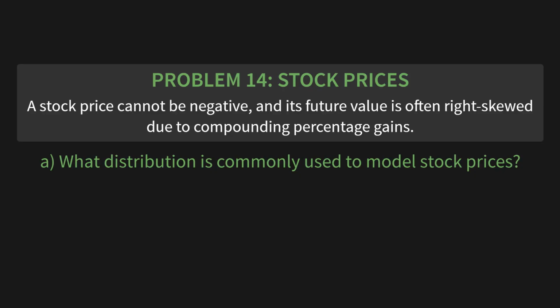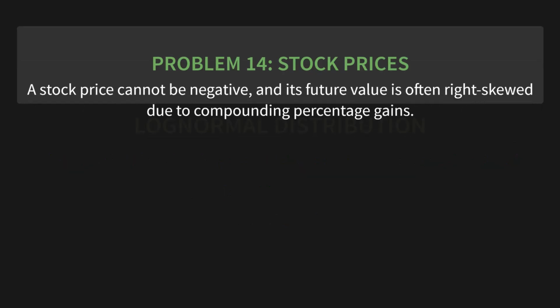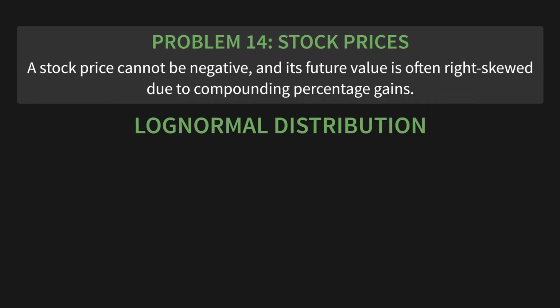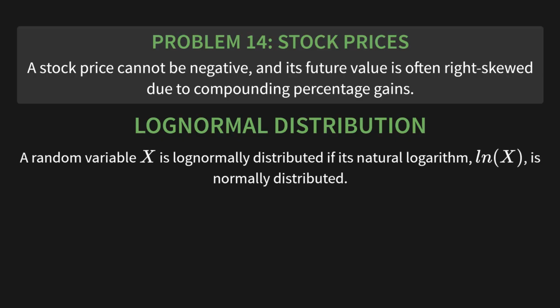Problem 14. Stock prices. A stock price can't be negative, and its future value is often right-skewed because of compounding gains. Part A. What distribution is commonly used to model stock prices? The hint is a big one. If the logarithm of your data looks normal, then you're dealing with a log-normal distribution. It's a really important one in finance.